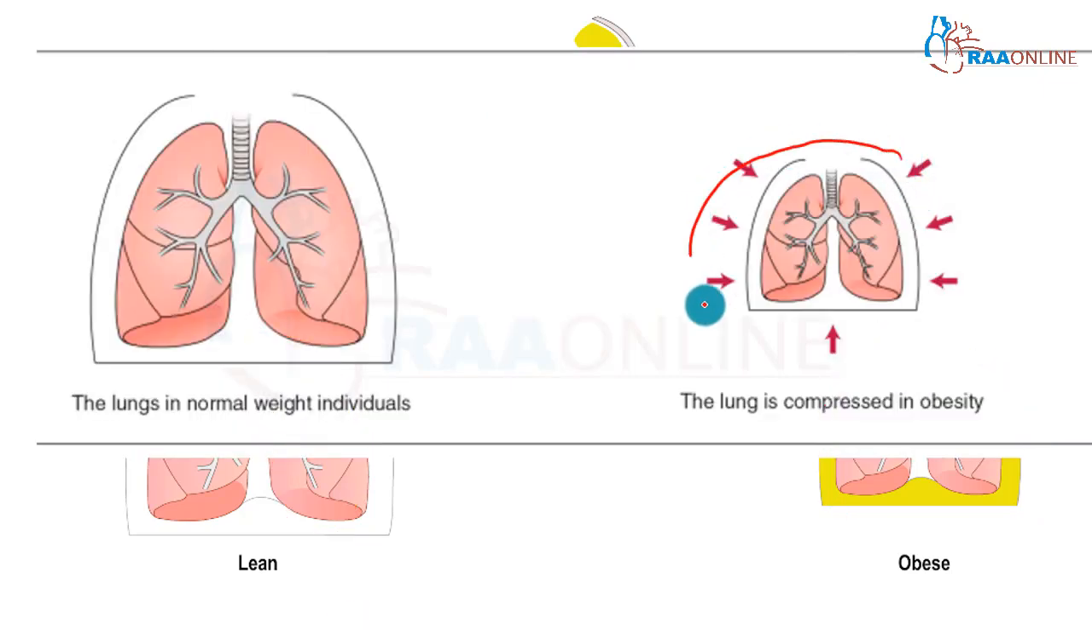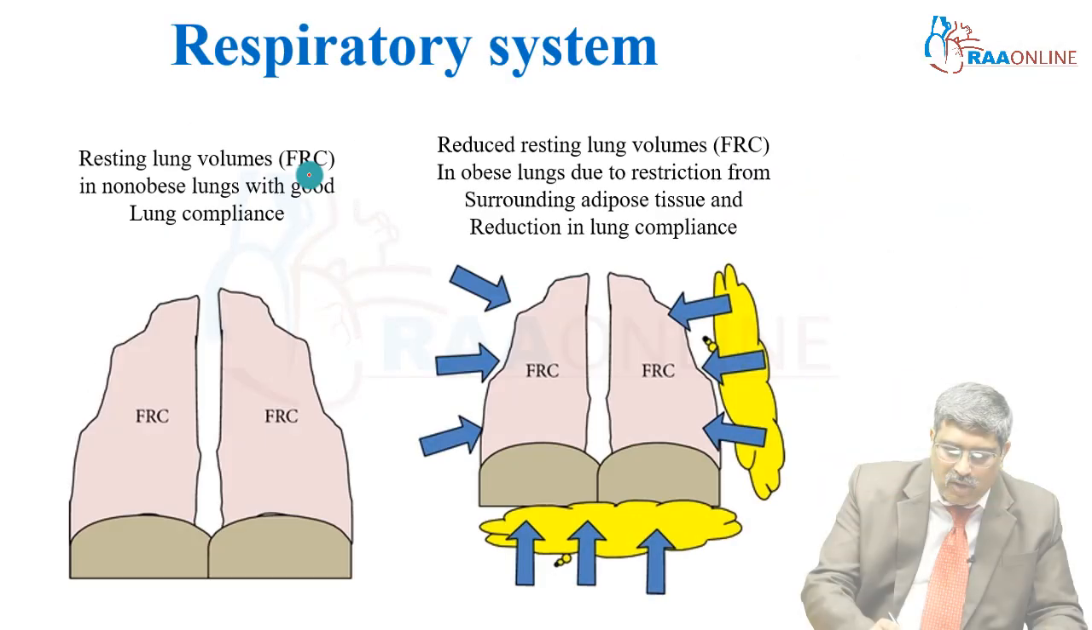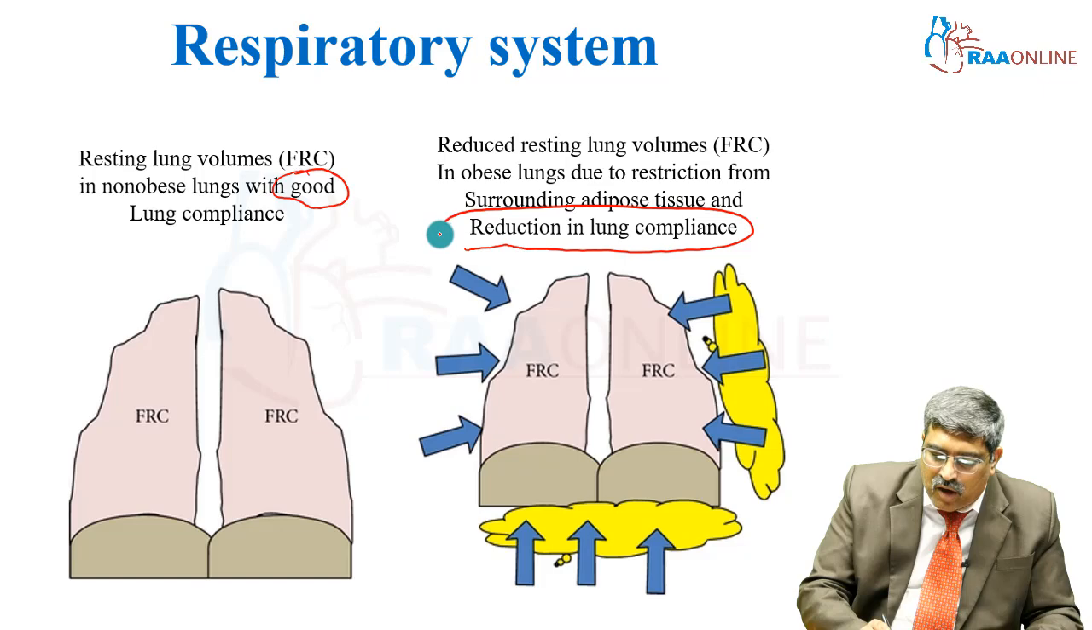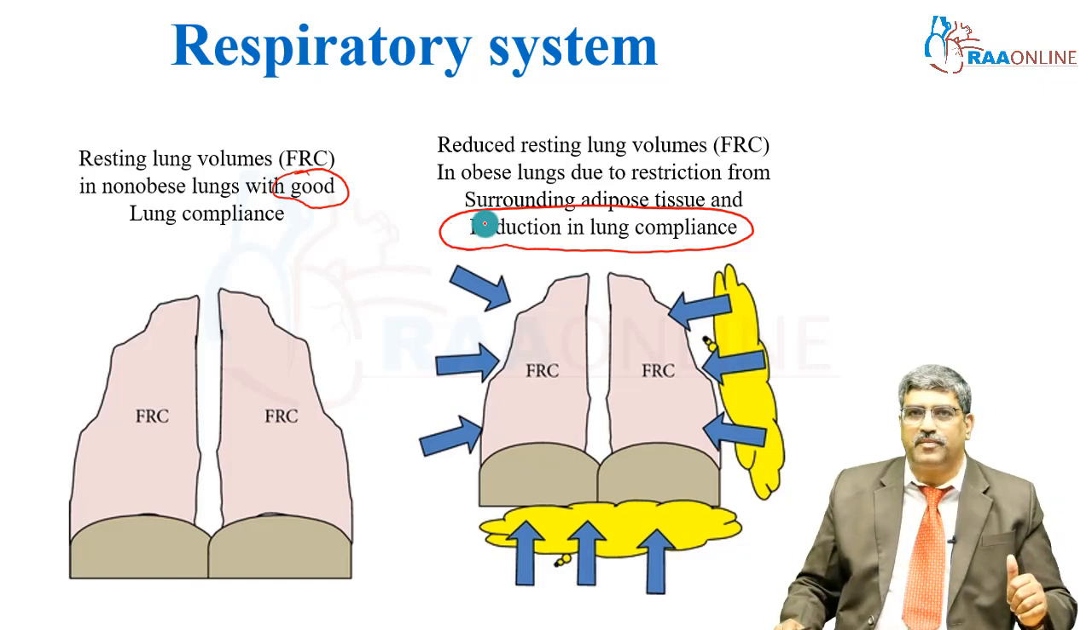Here you can see the compliance. The lung in a constricted space has to expand and come down, which will affect the compliance very badly. Normally, there will be a good lung compliance. In obesity, because of surrounding fat, the lung compliance is reduced.